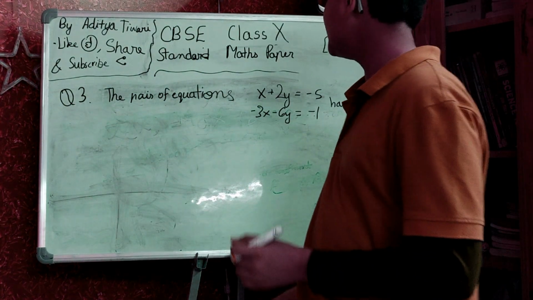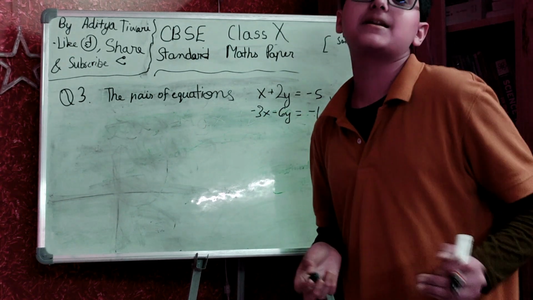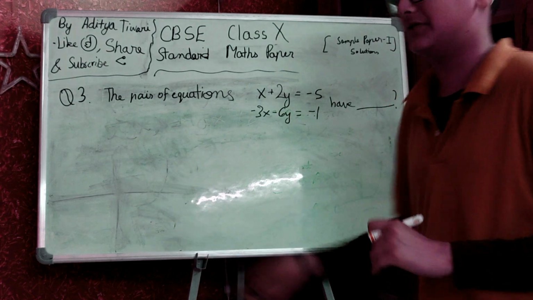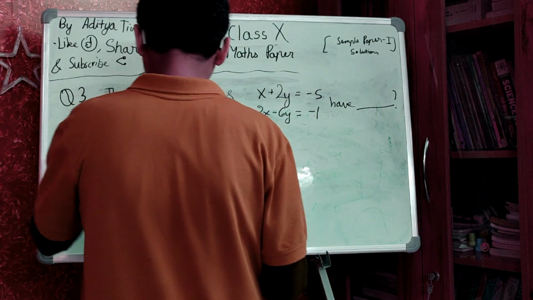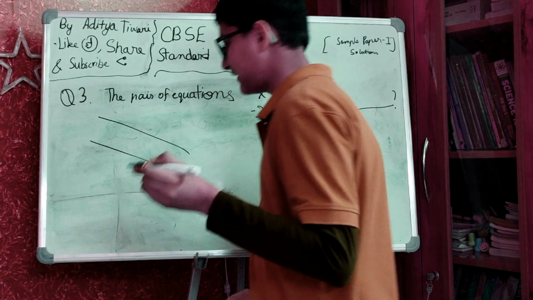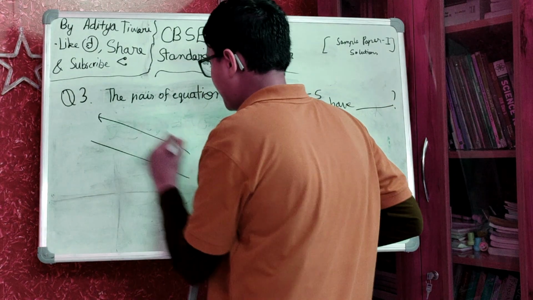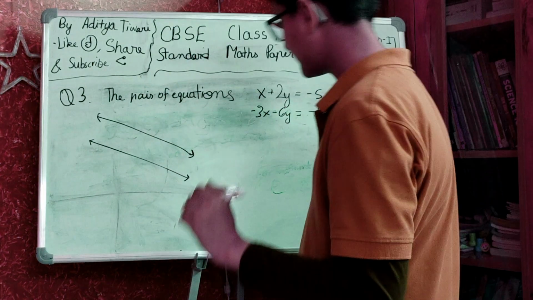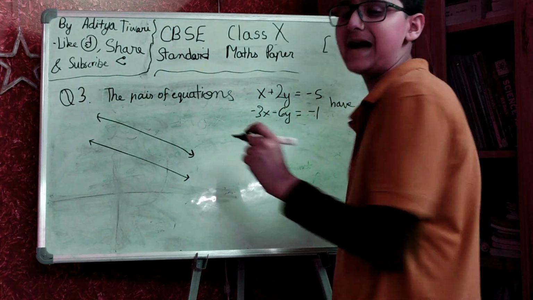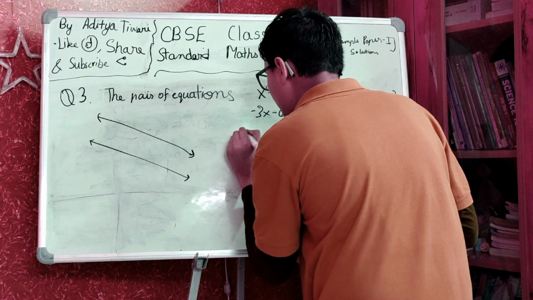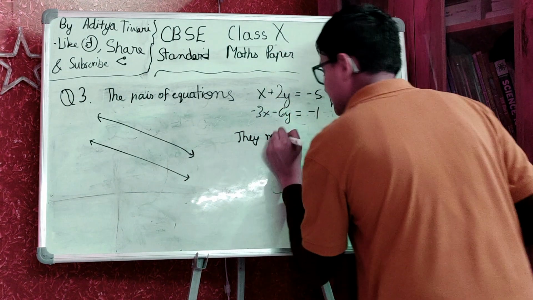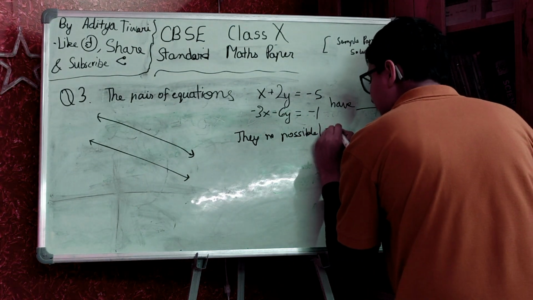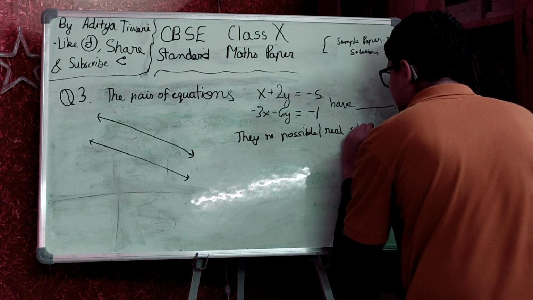Now if you have covered the chapter linear equations in two variables, you must have learned about the graphs. I'll explain it to you in this video as well. So the graph is made like this. It's a pair of parallel lines. And as we know, if two equations make parallel lines, they have no possible solution, or I may say no real solution.